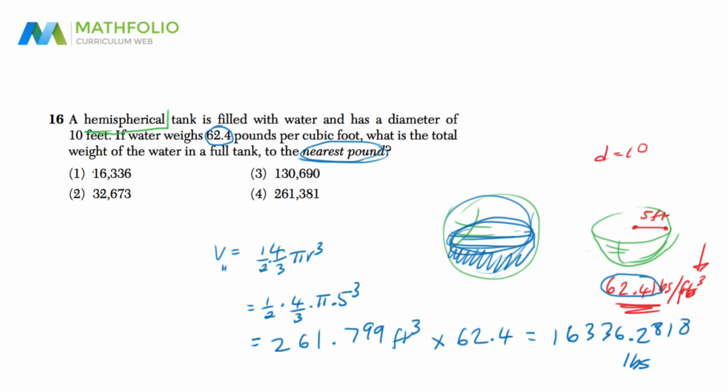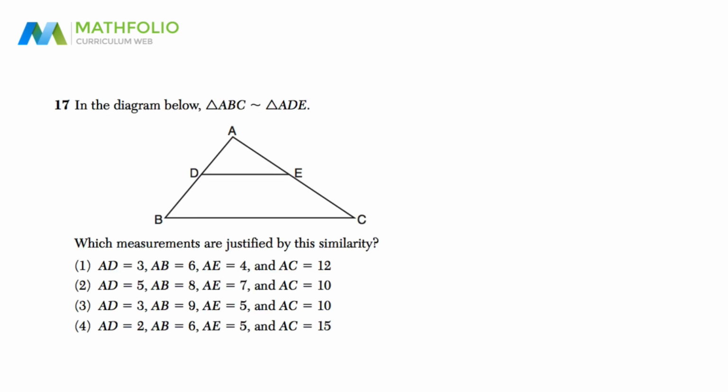I'm looking for my answer. It says to the nearest pound, so this is going to be 16,336. Okay, question 17. Okay, so it's another one of these two similar triangles.